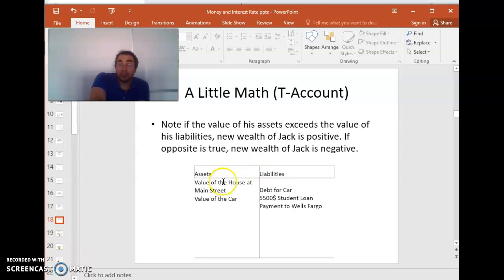So the main point is, if the value of the house and value of the car exceeds the debt of the car and the student loan debt of Jack, in that case the net wealth of Jack is positive. If the liabilities, the debts, are greater than the assets, in that case the net wealth of Jack is negative. Again, this tells just half of the story. The time of the utilization of those assets and liabilities is also important, but still it tells something on Jack. It doesn't tell the complete picture.